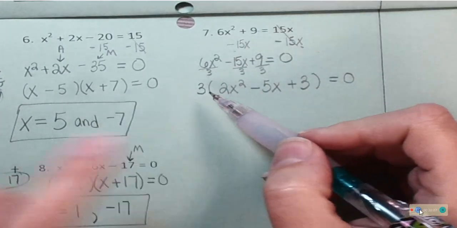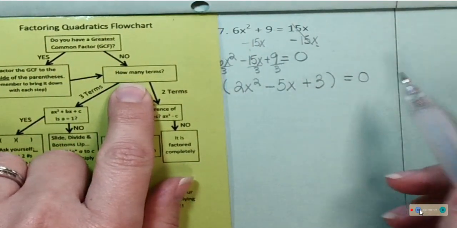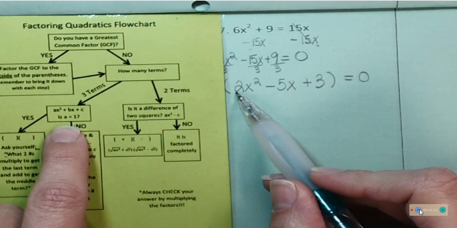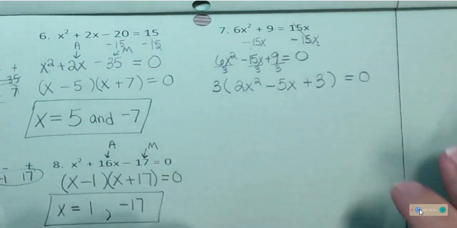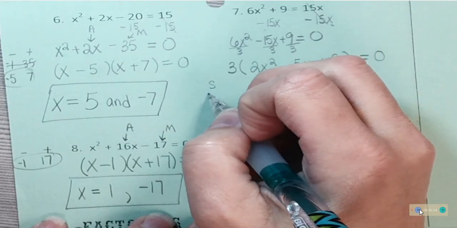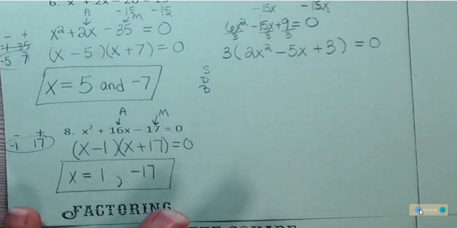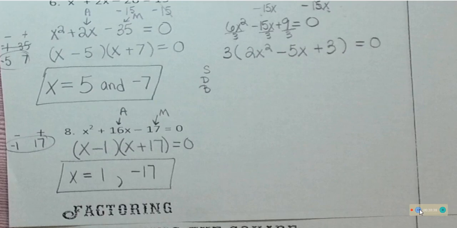So if you're following your flow chart, did we have a greatest common factor? Sure did. Now, how many terms do we have? 3 terms. Is your A value equal to 1? No. So you've got to do slide, divide, bottoms up. So this problem gets really huge, so let me write myself a note. Slide, divide, bottoms up. Okay? Now, I'm going to work the whole problem exactly like what I would do, even setting it equal to 0. And then I'm going to see if you could find a place where there could have been a shortcut. Okay? All right.